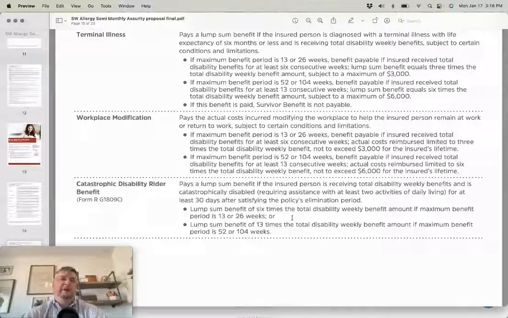Terminal illness pays a lump sum benefit if the insured person is diagnosed with a terminal illness with a life expectancy of 6 months or less and is receiving total disability weekly benefits subject to certain conditions and limitations. So in this situation, if the maximum benefit period is 13 or 26 weeks, benefit payable if the insured received total disability benefits for at least 6 consecutive weeks. Lump sum benefit equals 3 times the weekly benefit amount subject to a maximum of $3,000.